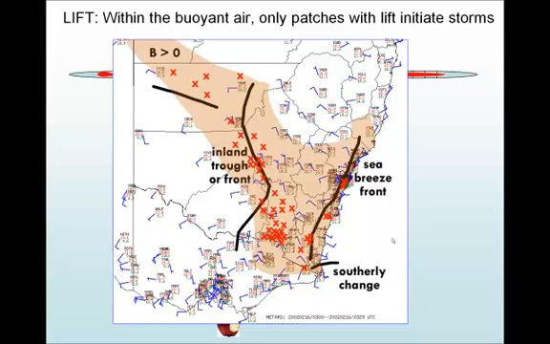So here's a plot now of the winds for the afternoon. The X's indicate where thunderstorms are occurring, and now the lines indicate regions of convergence, and you can see that in the wind field. So you need these lifting mechanisms to help generate convection. Along the coast there's a sea breeze front where the easterlies push in from the maritime air mass and help generate convection, and then you can see the inland trough or front. And right down the coast there's a southerly change.